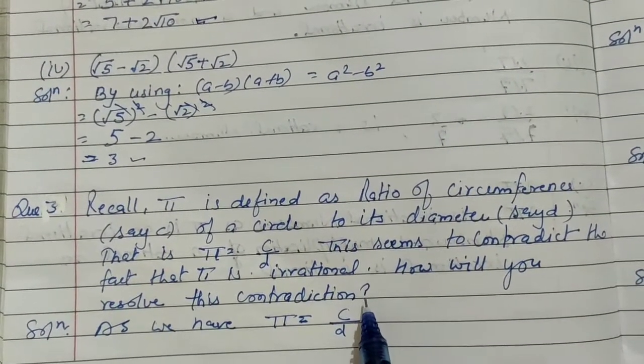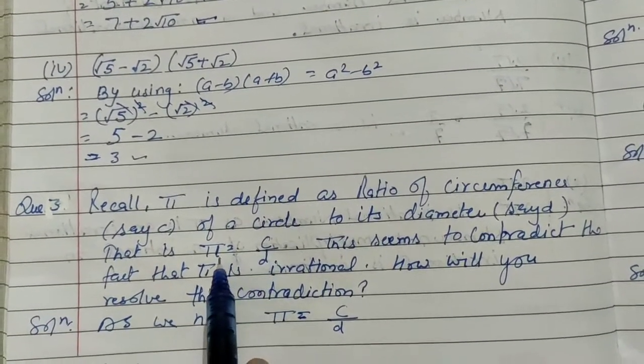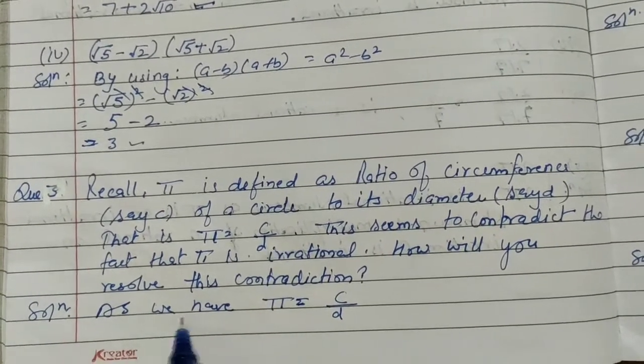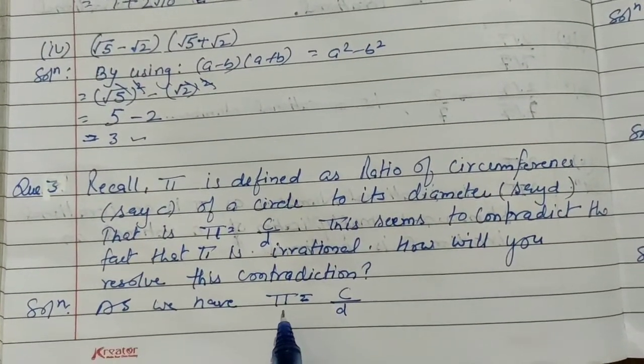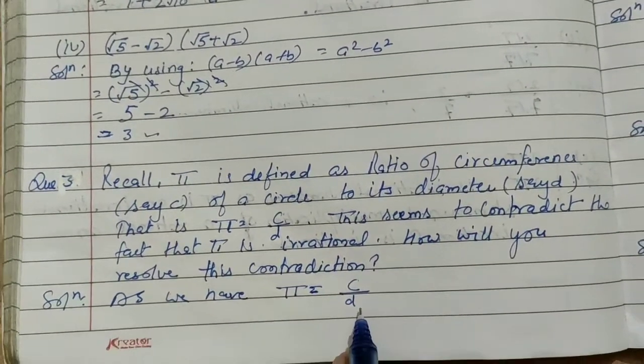How do we resolve this, that this given concept, pi equals c by d, that pi is the ratio of what? Circumference and its diameter. So as we have given, pi is equal to c by d, that is circumference to the diameter of the circle.